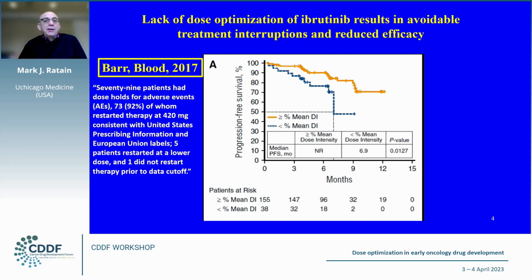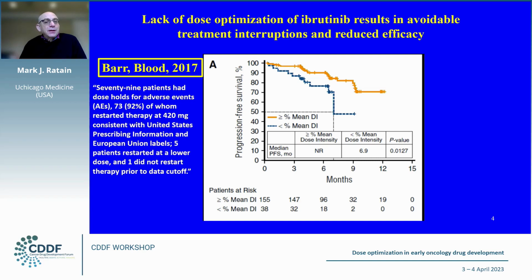And I believe these data demonstrate that the lack of dose optimization of ibrutinib results in avoidable treatment interruptions and reduced efficacy. A quote from the paper is that 79 patients had dose holds for adverse events, 73 of whom restarted therapy at 420 milligrams, consistent with the prescribing information, and 5 patients restarted at a lower dose. 1 did not restart therapy.